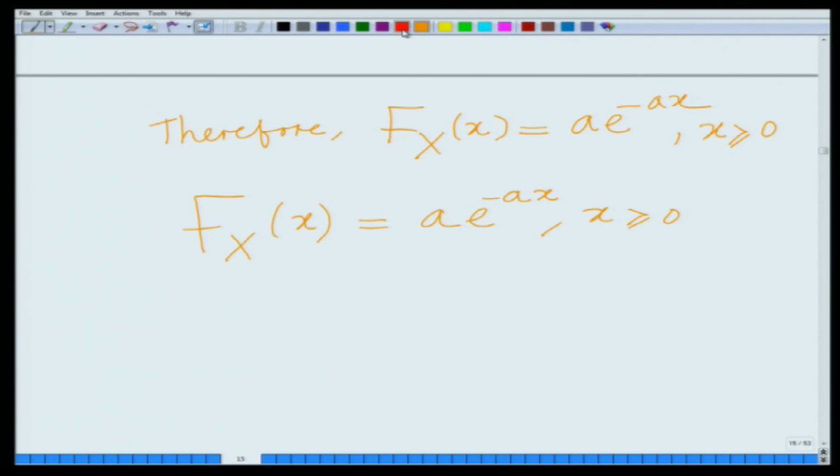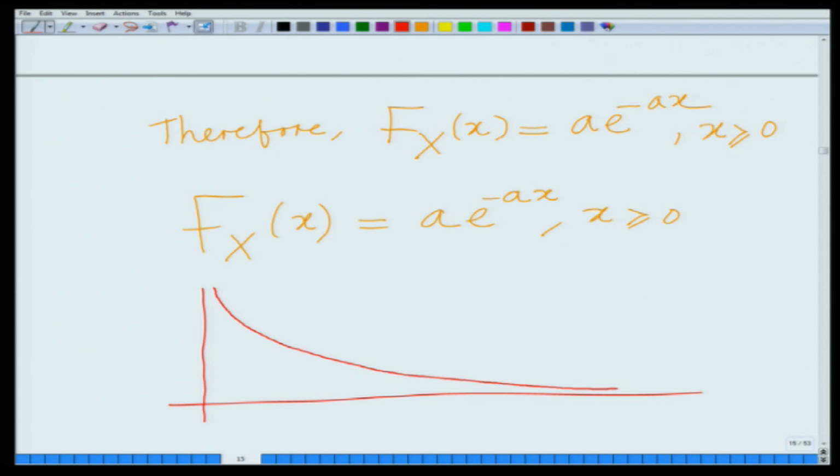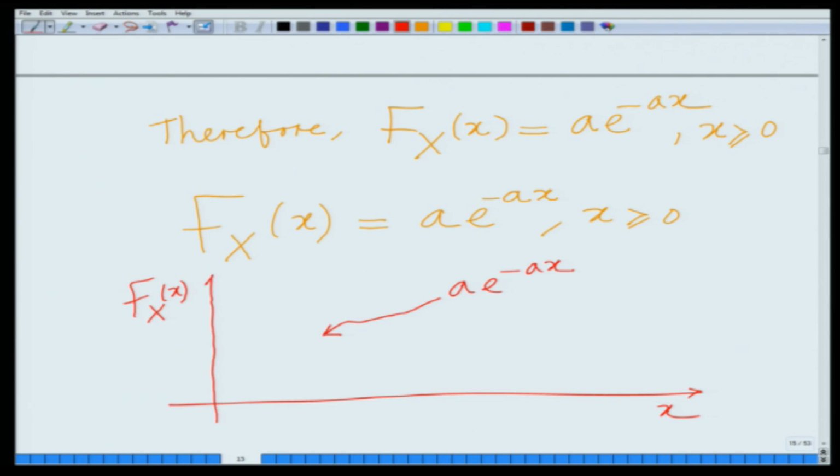And this PDF, which is decreasing exponentially, looks like this. For a constant, this is a e to the power of minus ax, this is x, this is f of x, and it is decreasing. A e to the power of minus ax is decreasing exponentially. It starts with a at x equal to 0, since at x equal to 0 this is a e power minus 0, which is a, and it decreases exponentially from there.